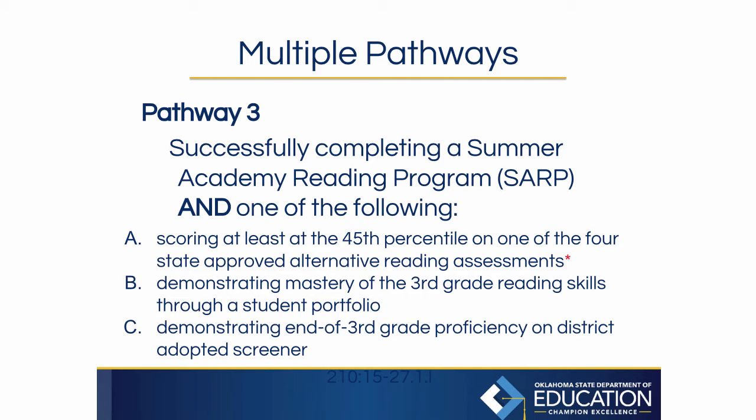Pathway number 3 is successfully completing a summer reading program, SARP, and one of the following. Scoring at least the 45th percentile on one of the 4 state-approved alternative reading assessments, which will come up next, demonstrating mastery of the third grade reading skills through a student portfolio, and demonstrating an end of third grade proficiency on a district-adopted screener.